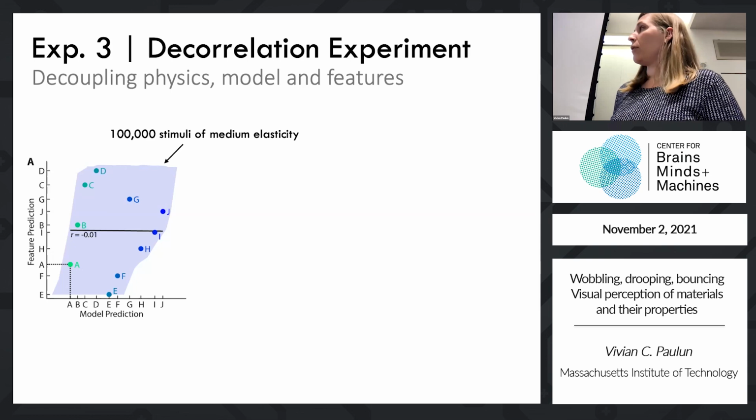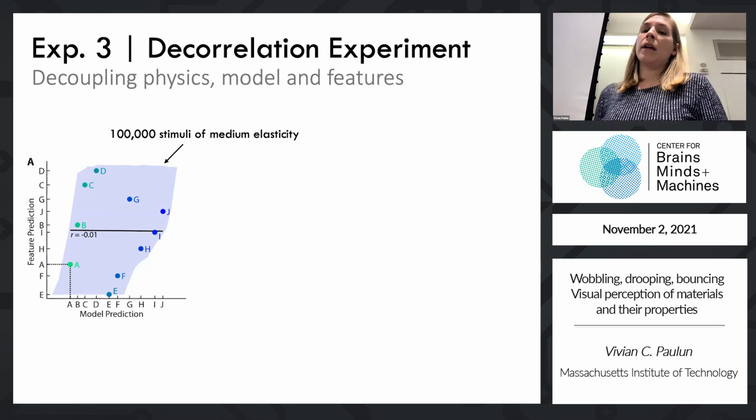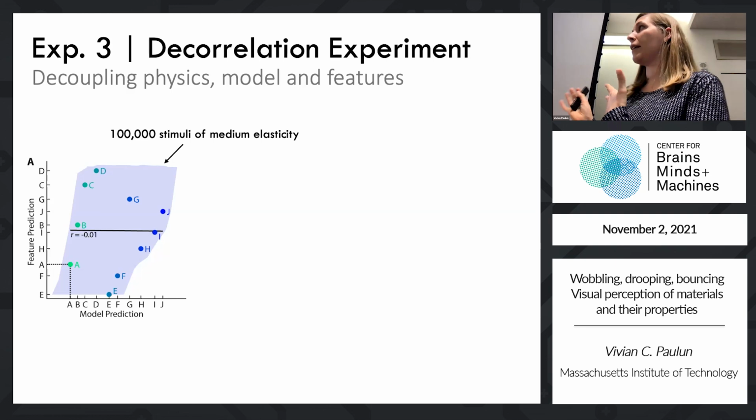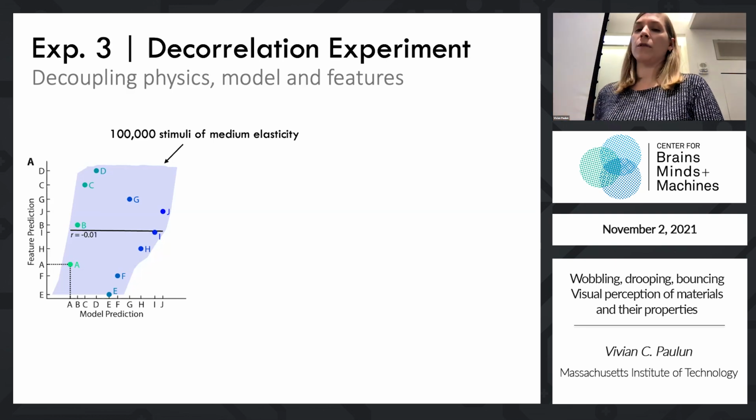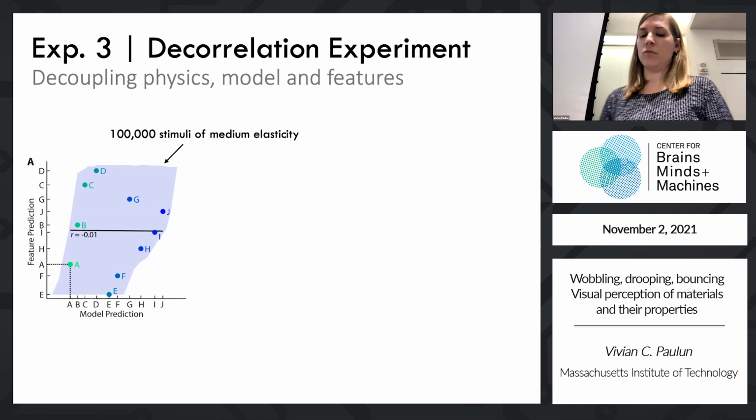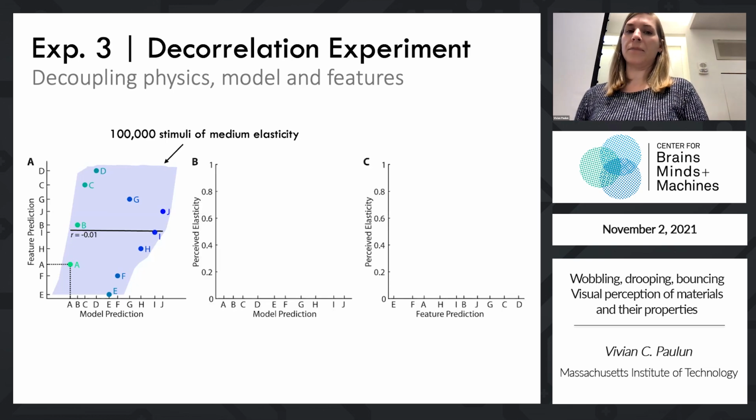If I order the same stimuli according to this order, and the model is true, then the perceived elasticity should increase. Whereas if the feature prediction is better, then it should increase if I order them according to this order. So we showed these 10 stimuli to a new group of subjects and asked them to rate the elasticity. And I'm going to show the results here.